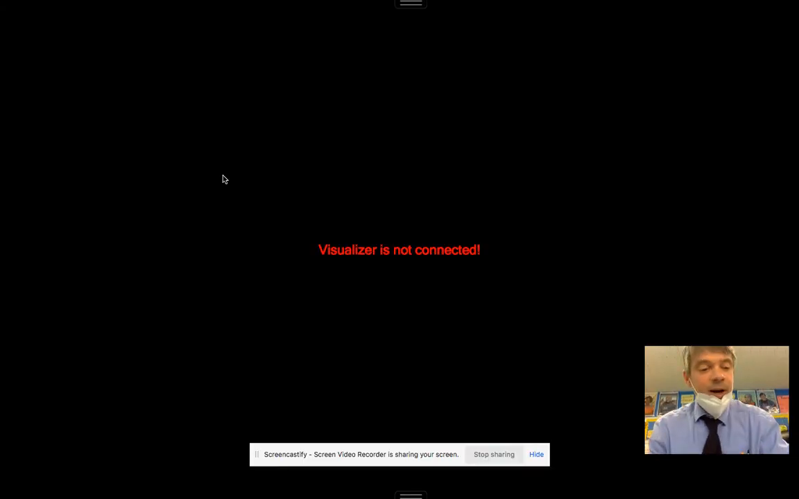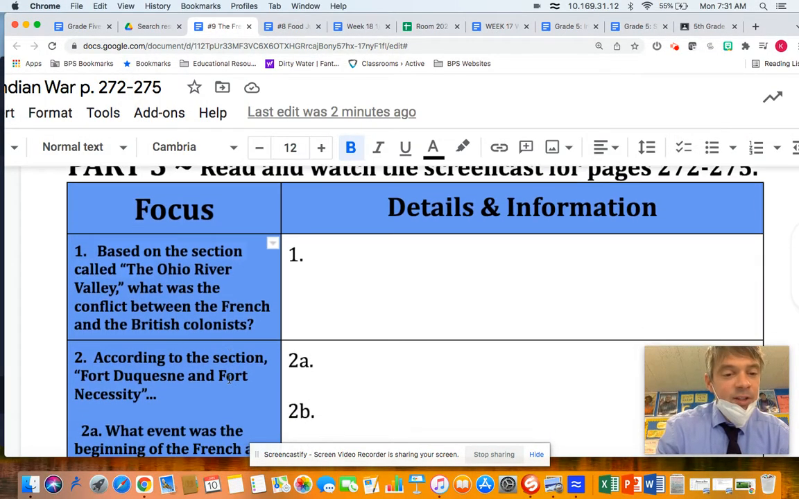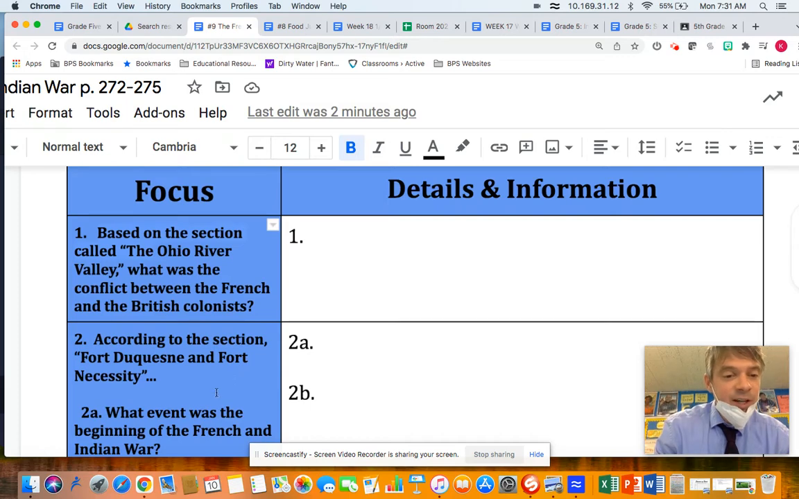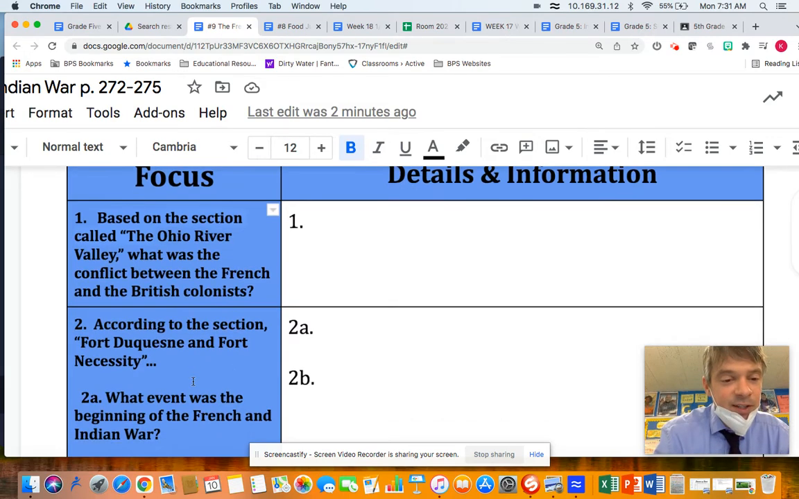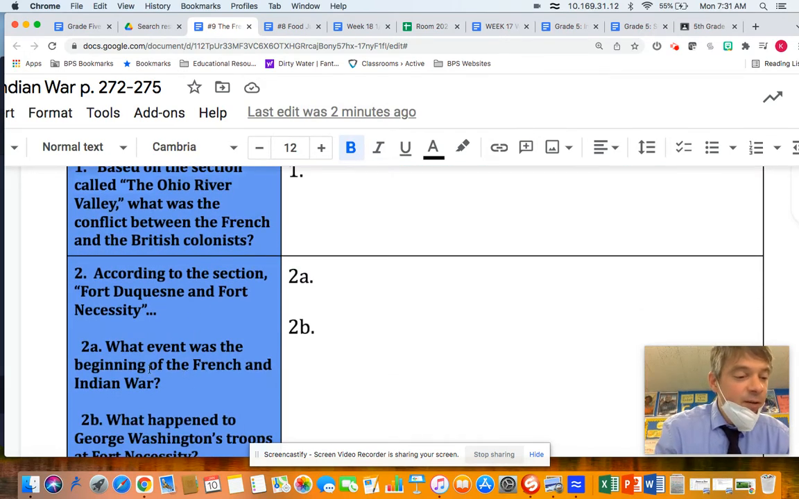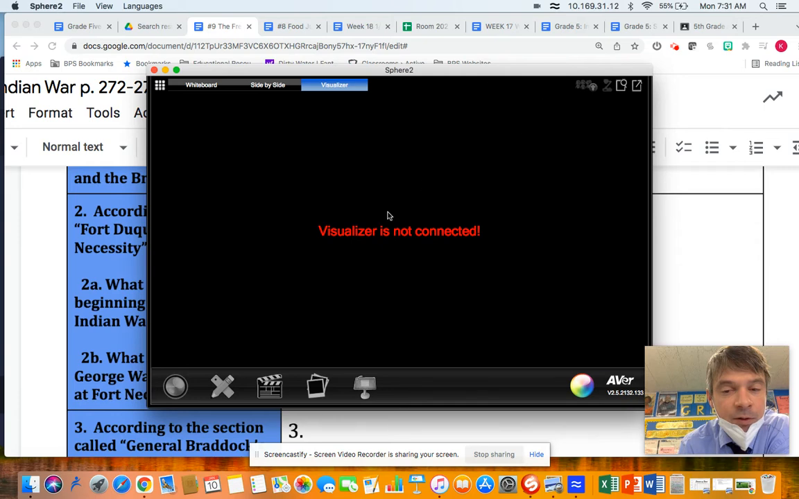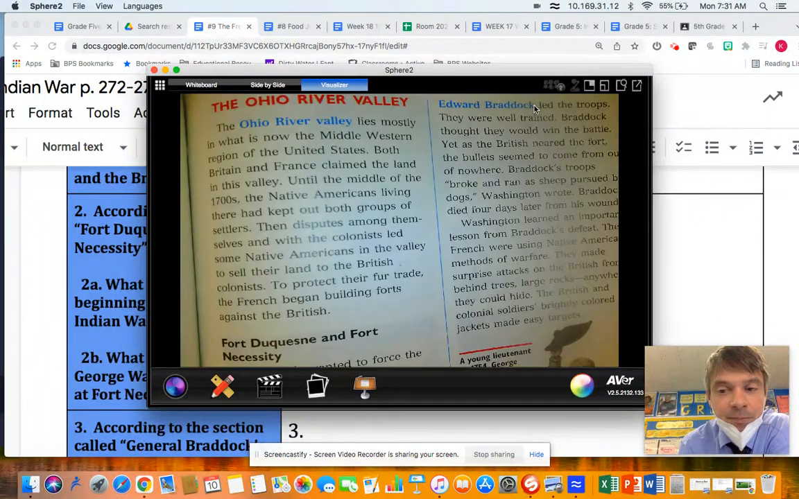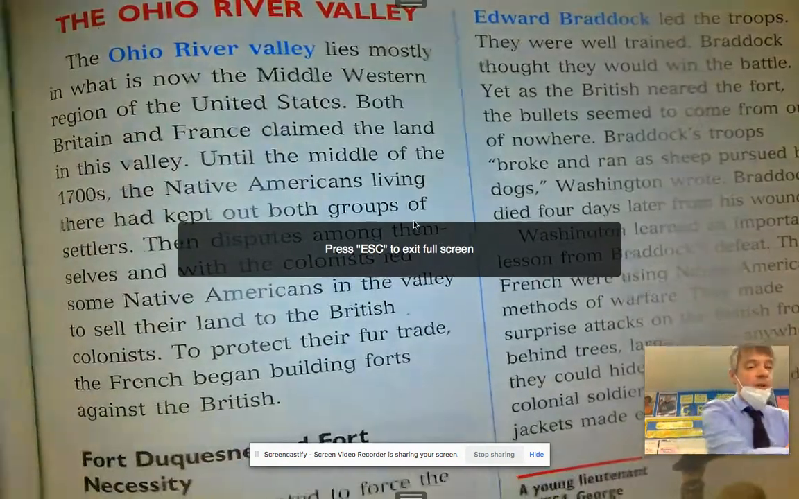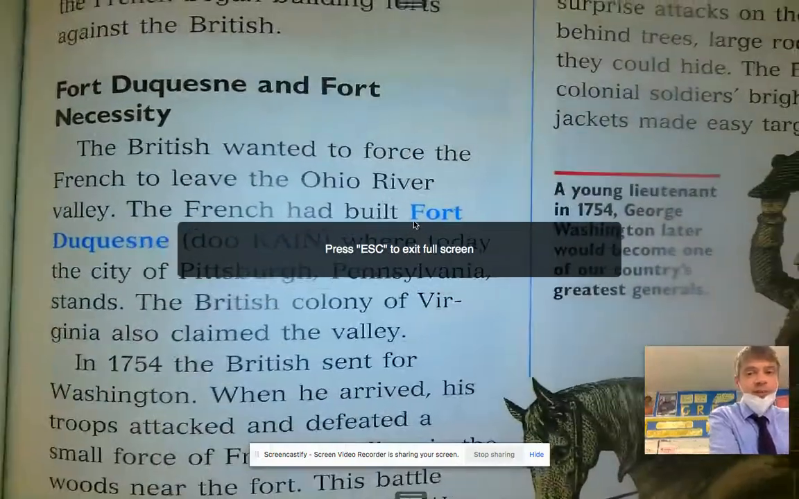Okay, oops. How did that happen? So now back to our doc. Next, we're going to be looking at the next section. This is according to this section called Fort Duquesne and Fort Necessity. What event was the beginning of the war? And then what happened to George Washington and his troops? Maybe connect this. Fort Duquesne and Fort Necessity.